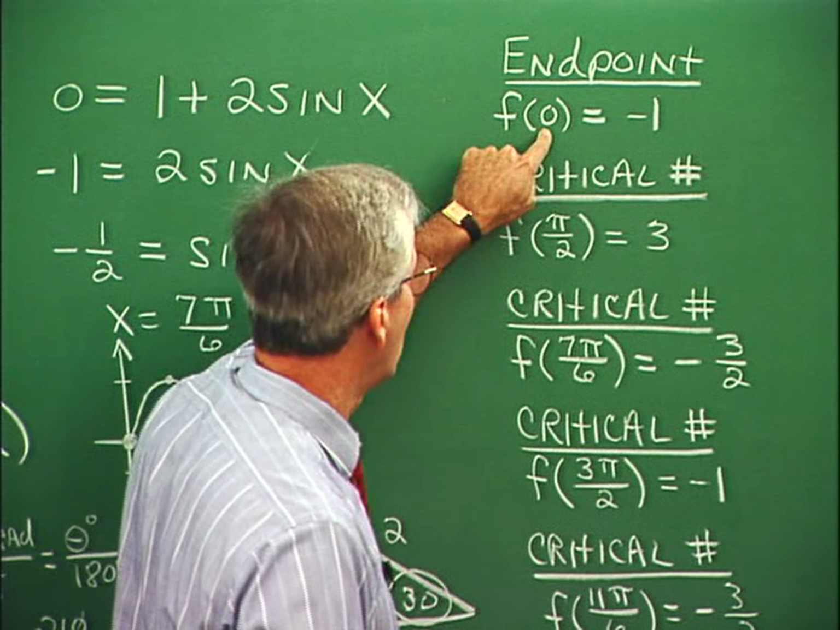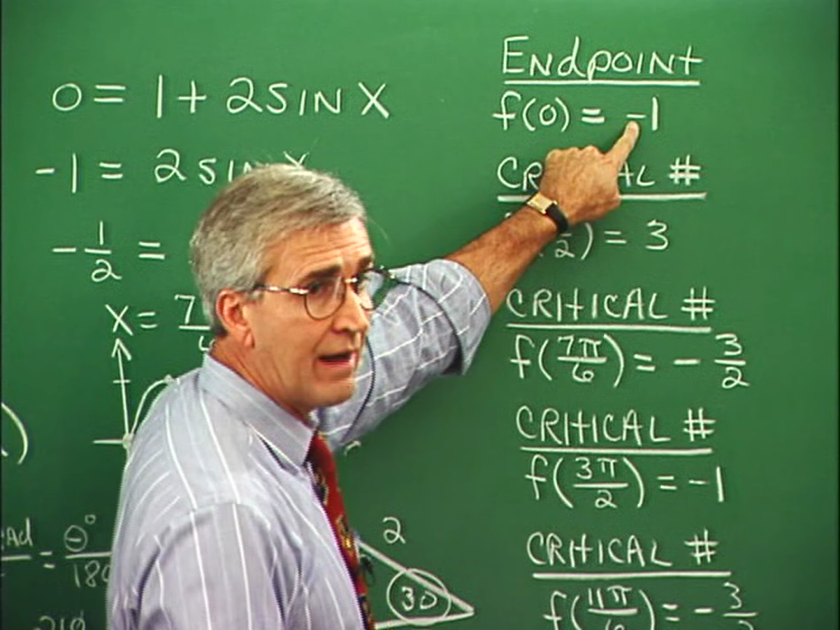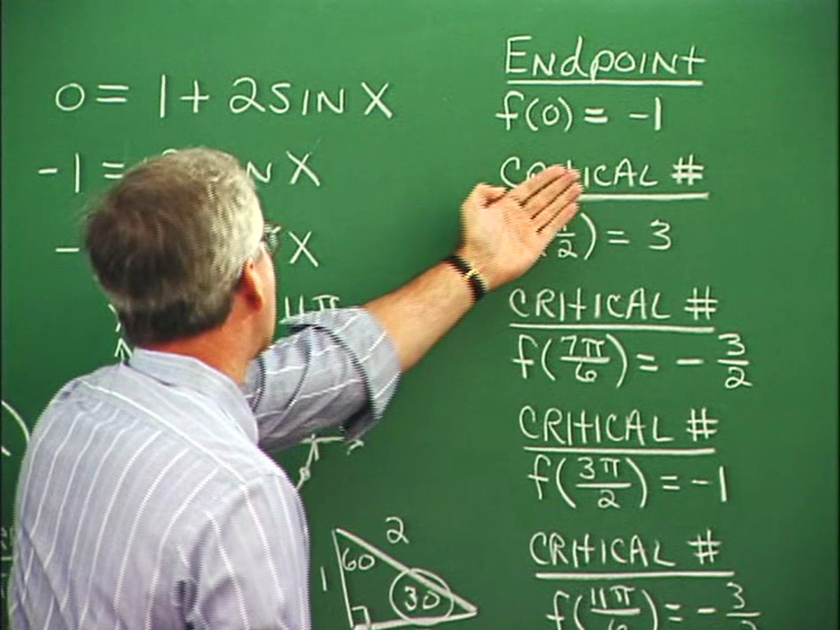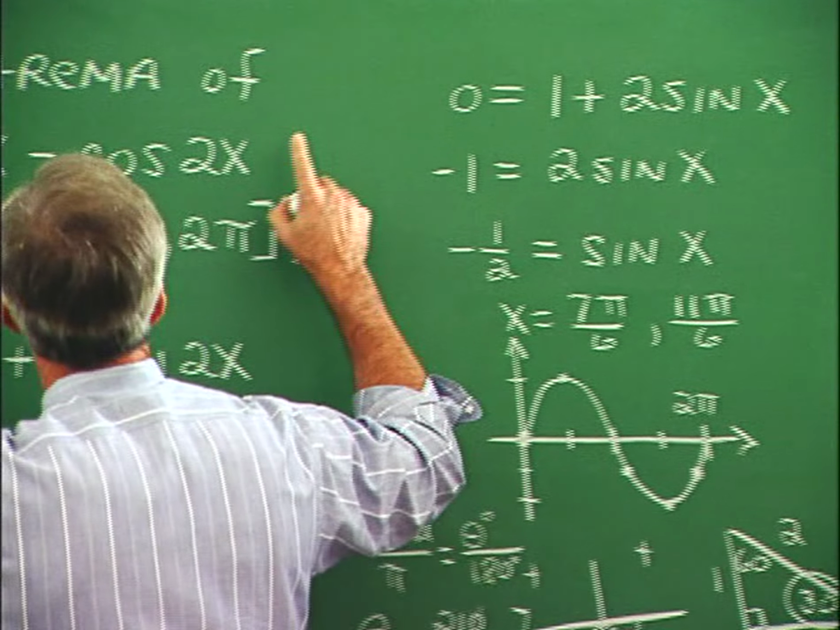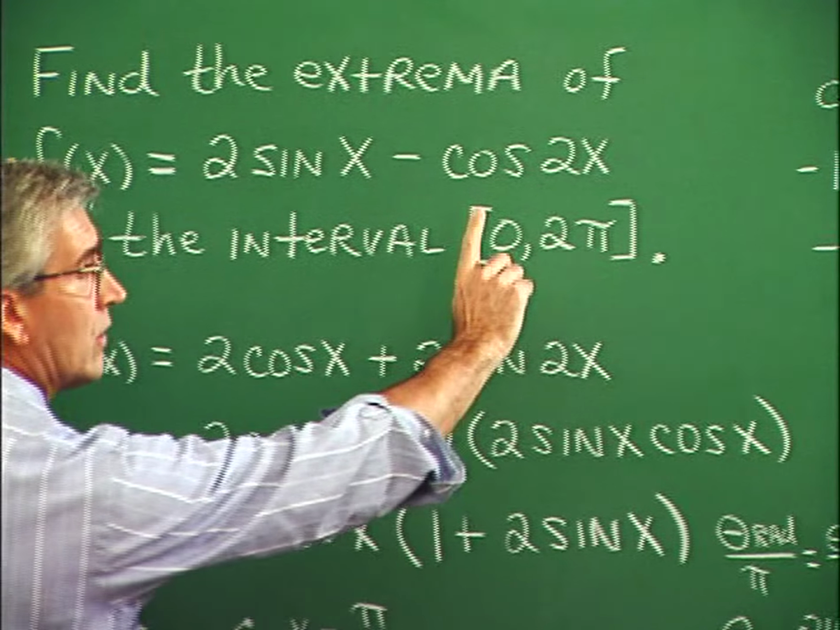So f of 0 I found to be -1. Now how did I find that? Well, here's how I did that. All right, come back over here and let's look at the function. I'm trying to find f of 0.